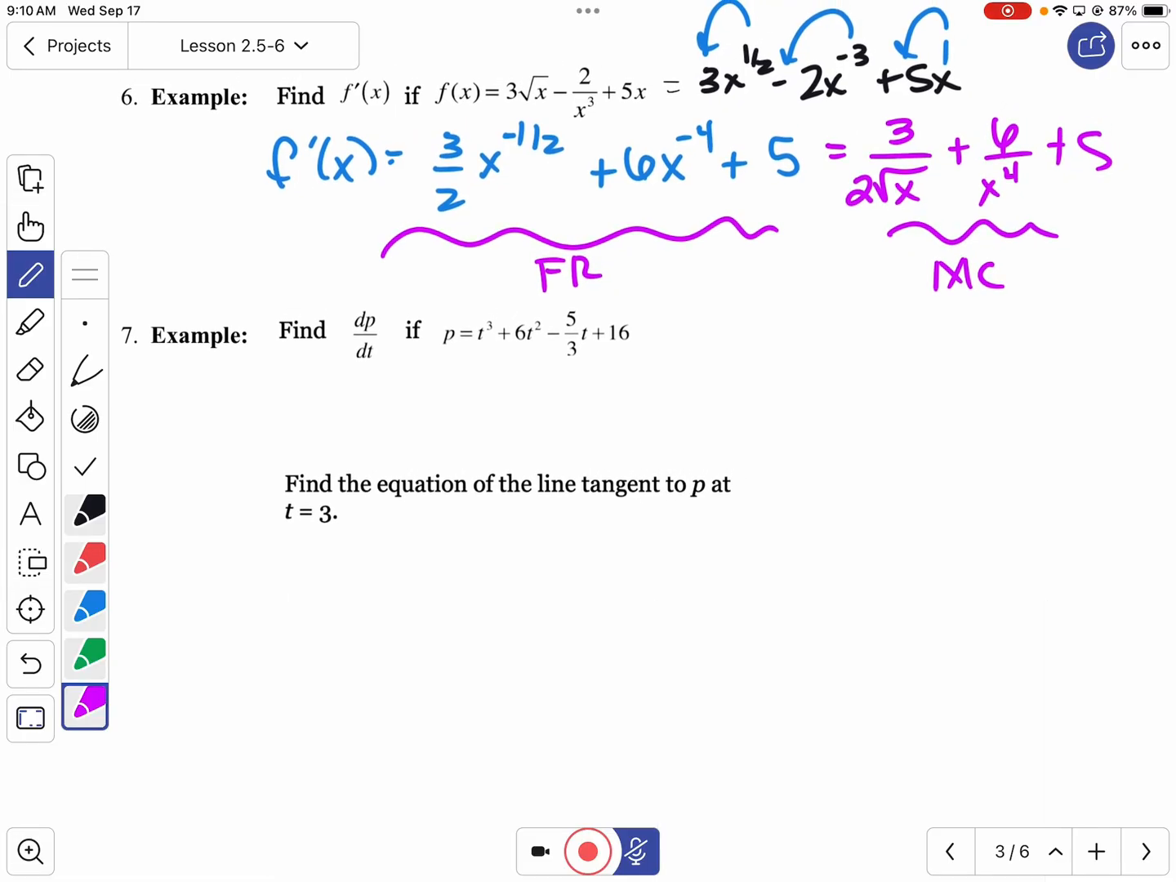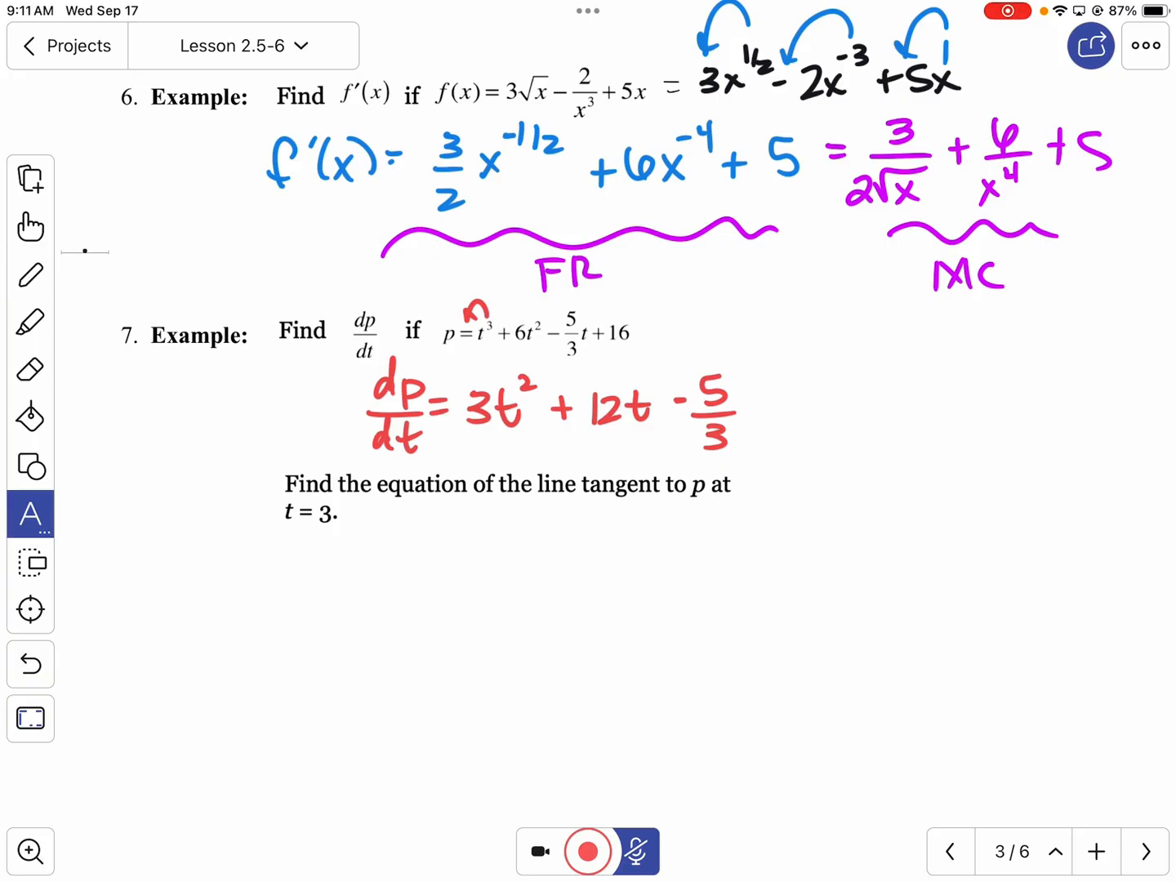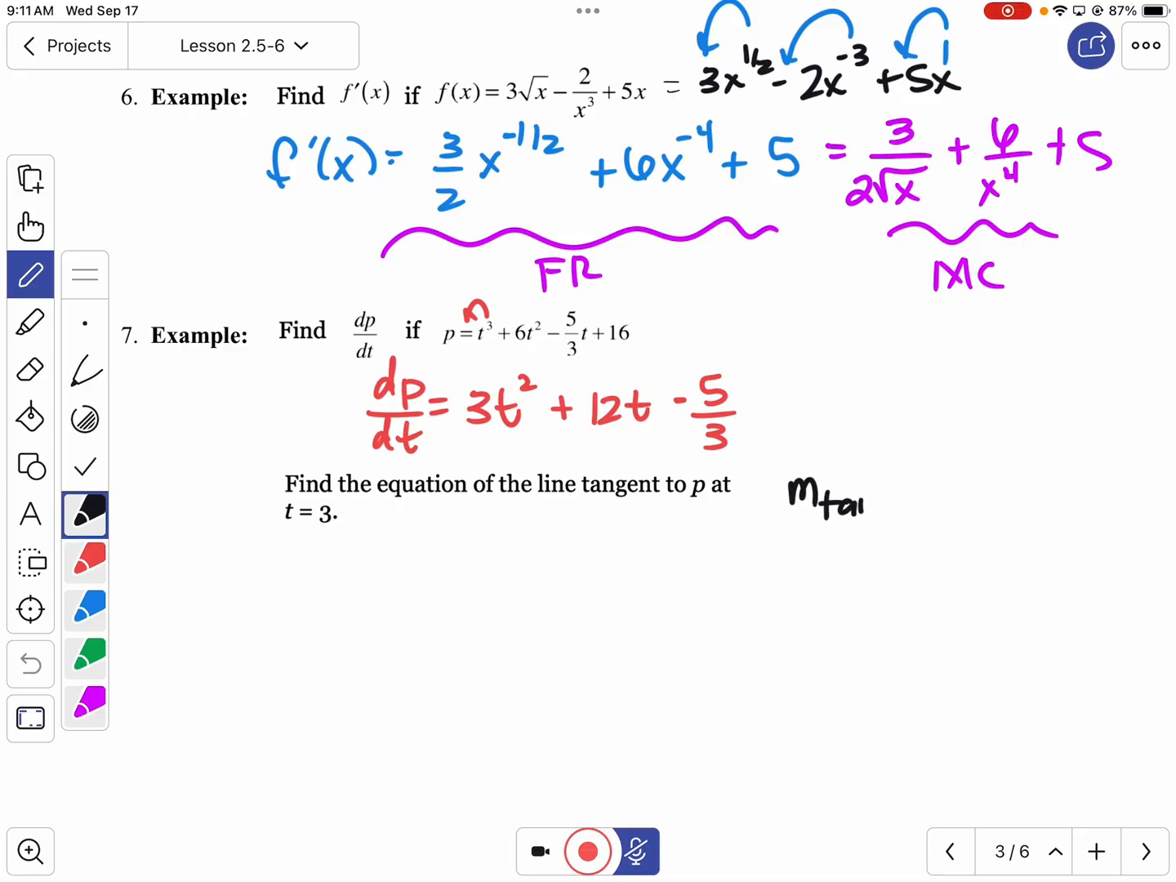All right, and then number 7 has 2 parts, okay? So it asked me to find dp dt. That means t is my variable that we are differentiating. So dp dt would equal, that would give me 3t squared plus 12t minus 5/3, okay? Now, remember, the derivative gives me a formula for the slope of the tangent. And so if I want to write the equation of a tangent line, I need the slope of the tangent and I need a point.